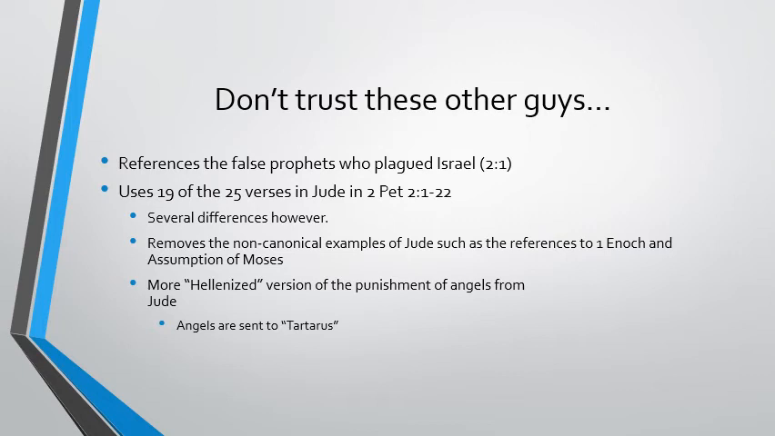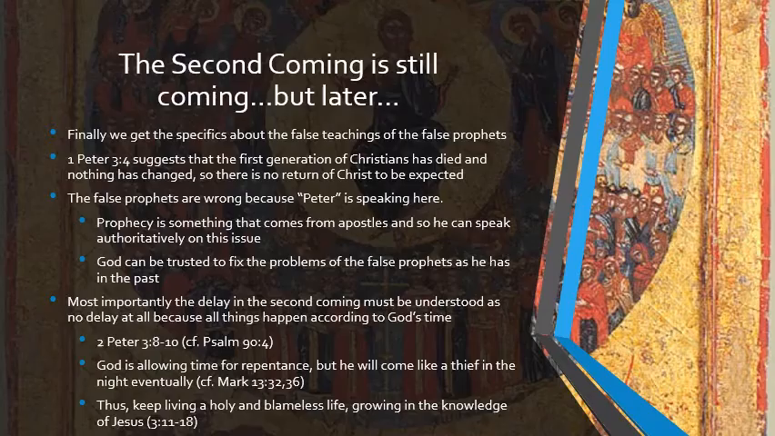And so what we think is going on is 2 Peter used Jude in the way that Jude wanted to be used. Jude is being used as a template for how to deal with false teachings, and 2 Peter is picking up on that, copies from Jude, and uses that as a basis for proving that we shouldn't listen to false teachers who say Jesus isn't coming back. So now we get to the main point of what Peter wants to talk about. He is going to prove that the second coming of Jesus is still happening.